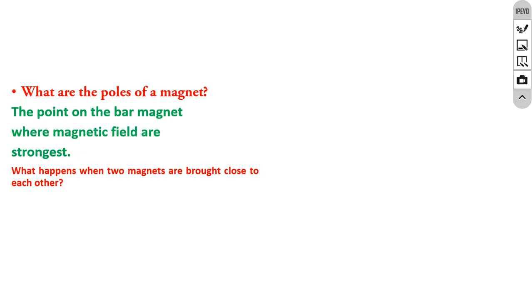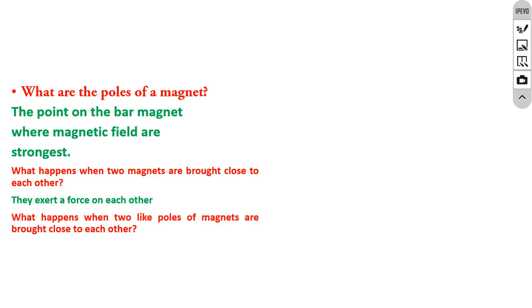This one says, what happens when two magnets are brought close to each other? They exert a force on each other. When you bring a magnet close to another magnet, there is bound to be an interaction of force. So they exert a force on each other.